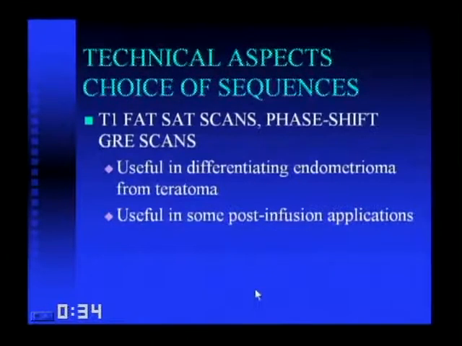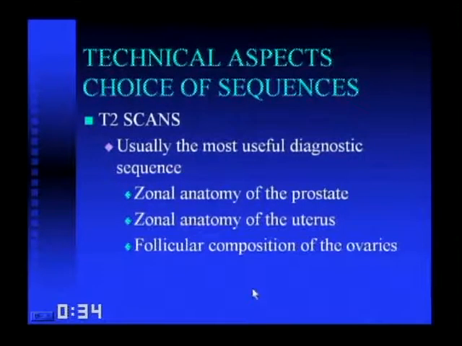T1 FAT-SAT scans and phase shift gradient echo scans can be helpful when you're differentiating endometriomas from teratomas, differentiating fat from hemorrhage, and it is used in some post-infusion applications, but T2 scans are really your workhorse.